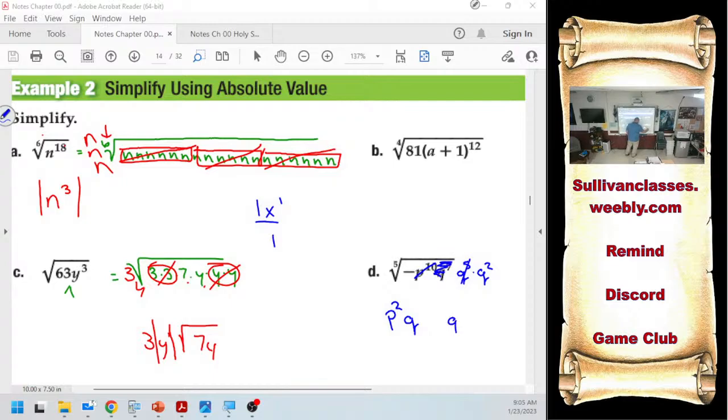I'm still going to have a q squared inside, and they ask, where's the negative? Treat that negative out front like a -1. What's the 5th root of -1? What times itself, times itself, times itself, times itself makes -1? It was -1. Bring the negative outside. Whenever you have an odd root of a negative, it's always negative.